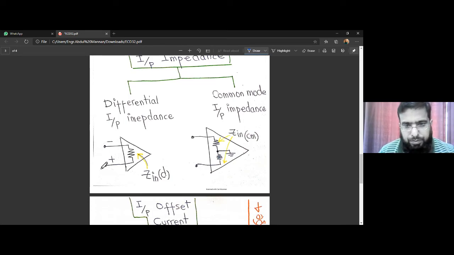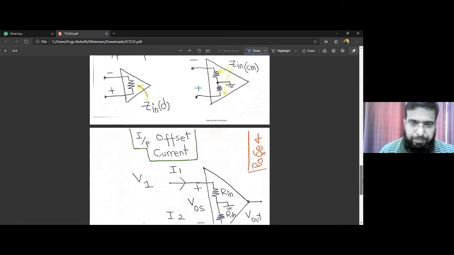So here we don't apply the same voltages, we apply differential voltages, meaning different voltages at the positive and negative input terminals. So here we apply different inputs, here we apply the common input. So we have Z in differential when we apply different inputs at the two input terminals, negative and positive, and we see Z in common mode from each terminal to ground if we apply the common mode input to the op amp.